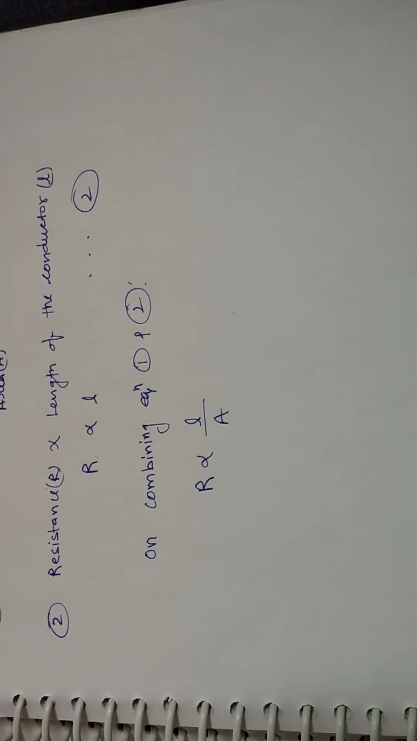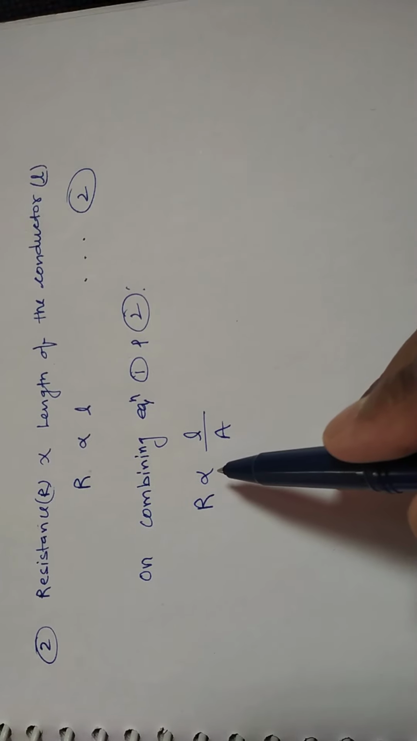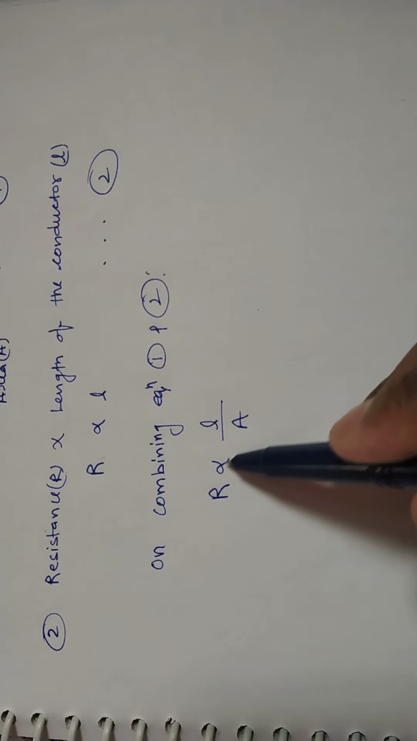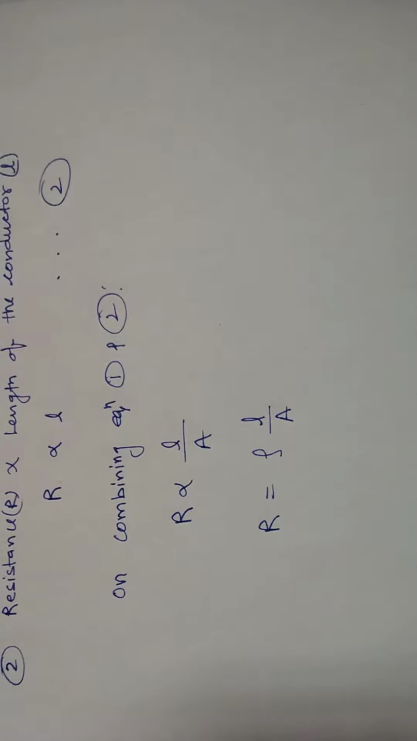Now see again, it's a constant, so we can remove the proportionality sign by introducing a proportionality constant here. So this is R equal to rho L upon A.